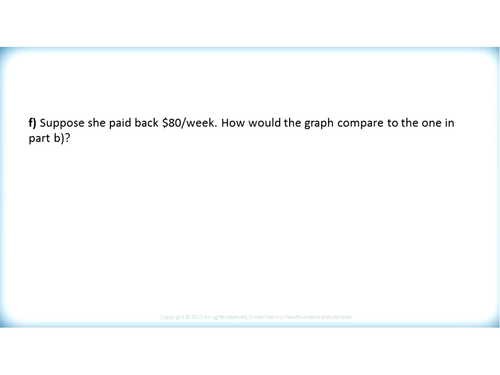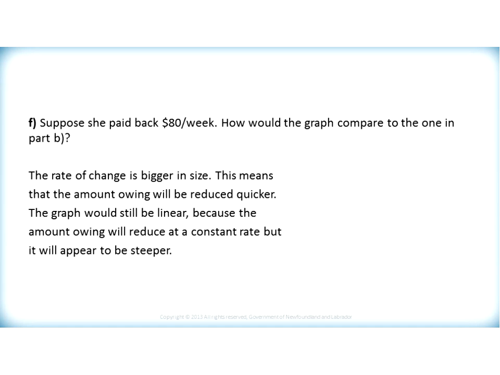Suppose she paid back $80 every week. So instead of paying $50 back every week, she would pay back $80 every week. How would our graph compare to the one in part B? Well, if she's paying $80 a week, she's actually paying more back to her parents every week, an additional $30 every week. So the rate of change is bigger in size. It means the amount owing will be reduced quicker. And our graph would still be linear because it's going to be reduced by $80 every week. So our amount owing is going to reduce still at a constant rate, but it will appear to be a steeper graph.